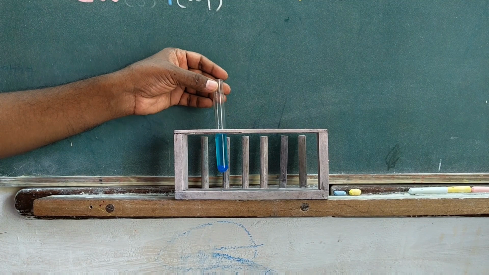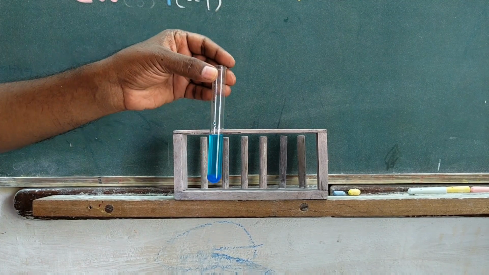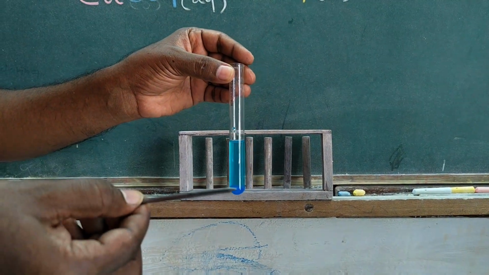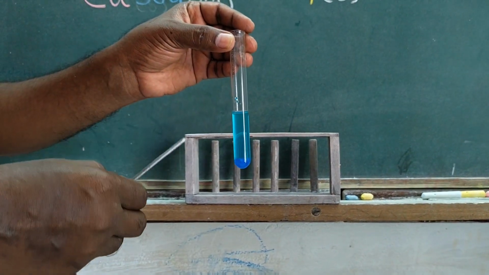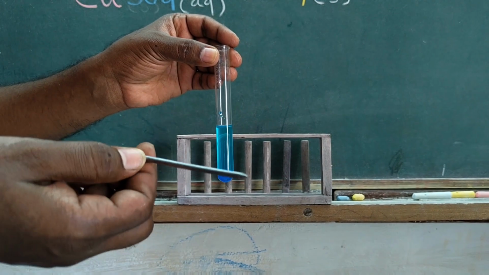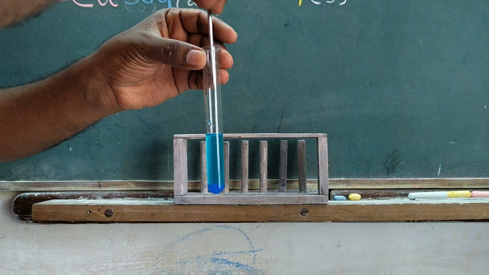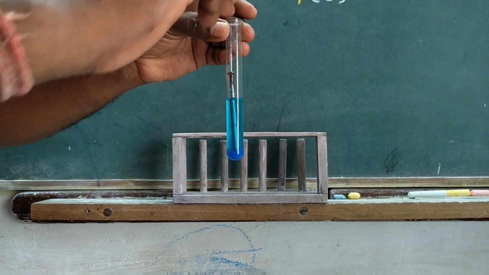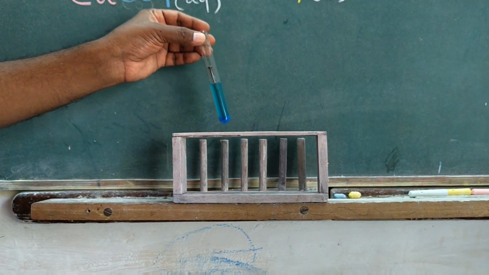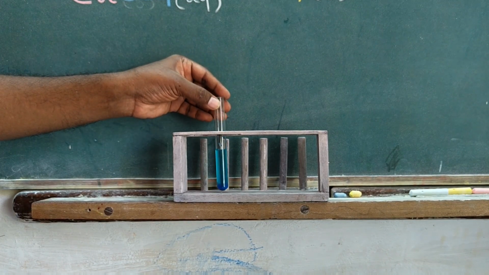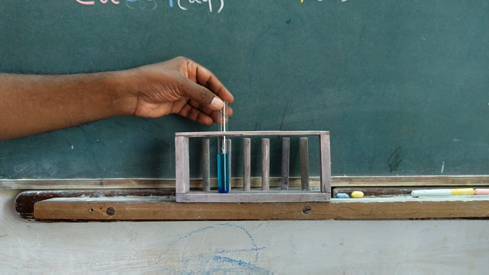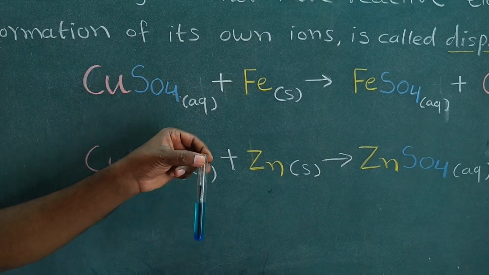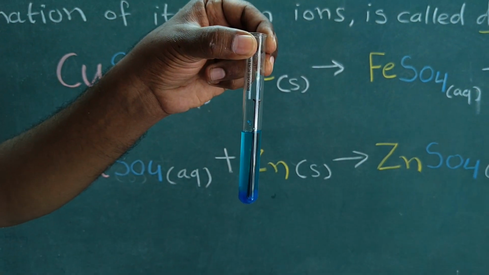Students, here we have prepared copper sulfate solution. Now inside this solution we will put this iron, that is an iron nail. Here we have prepared the copper sulfate solution, inside which we will put this iron nail. Now we will observe the reaction over here. Now in this solution we have put the iron nail.